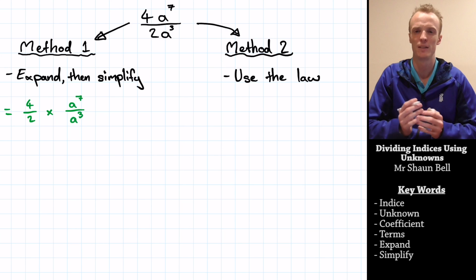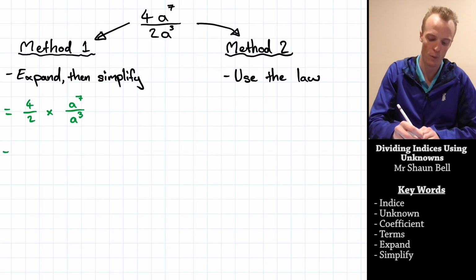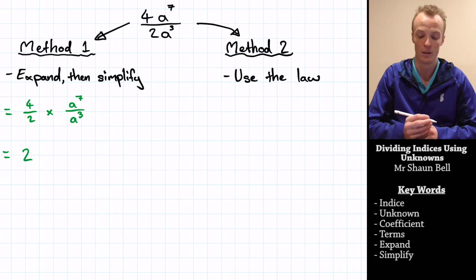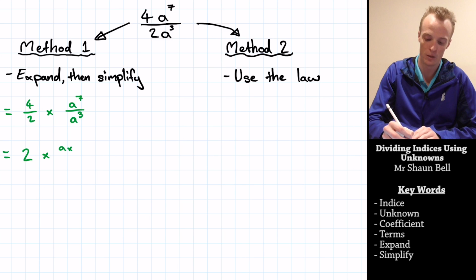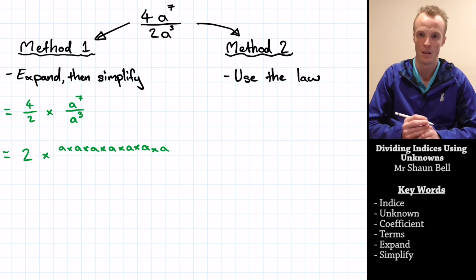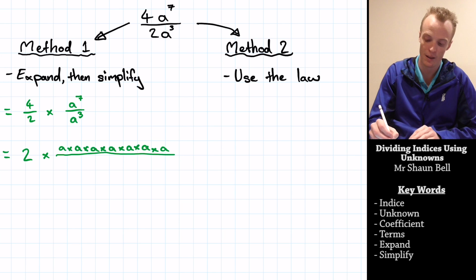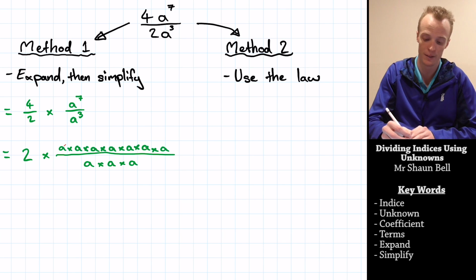Now if we treat this problem in smaller chunks, we know that 4 divided by 2 is equal to 2. And that is going to be multiplied by a multiplied by itself 7 times, all divided by a multiplied by itself 3 times. Now when I look to cancel this problem down, this time I'm not going to include the ones. This will cancel here, it'll cancel here, it'll cancel here.